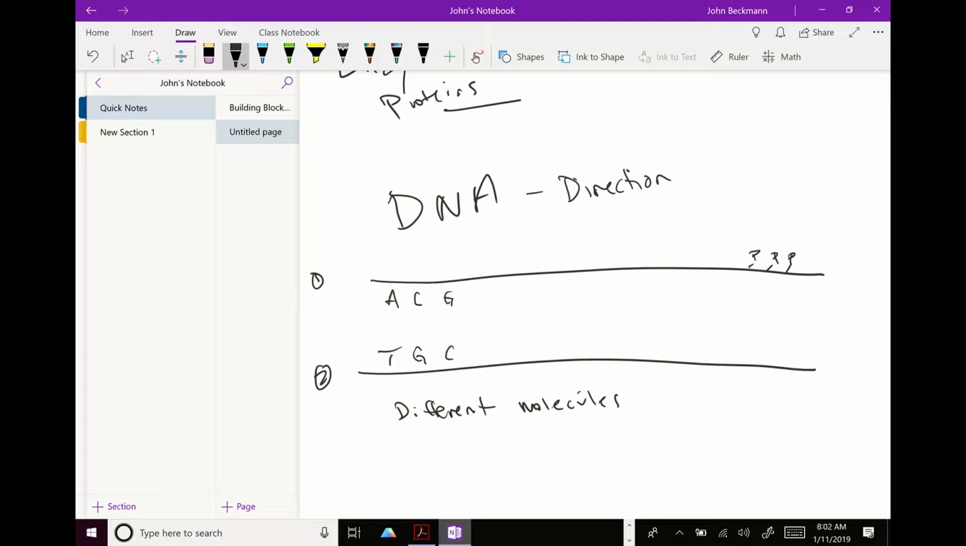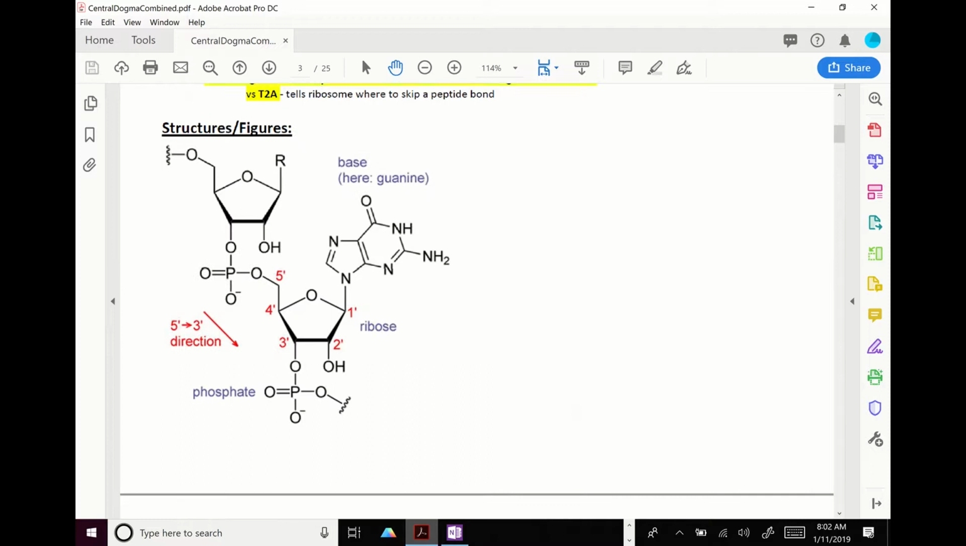Okay. And they're actually oriented differently. So if we put 3' here, 5' here, 5' here, 3' here, right? They're anti-parallel. So they're going in opposite directions. It's like a left hand and a right hand. They're different chemical structures, different molecules. Okay. So let's look at our handout.